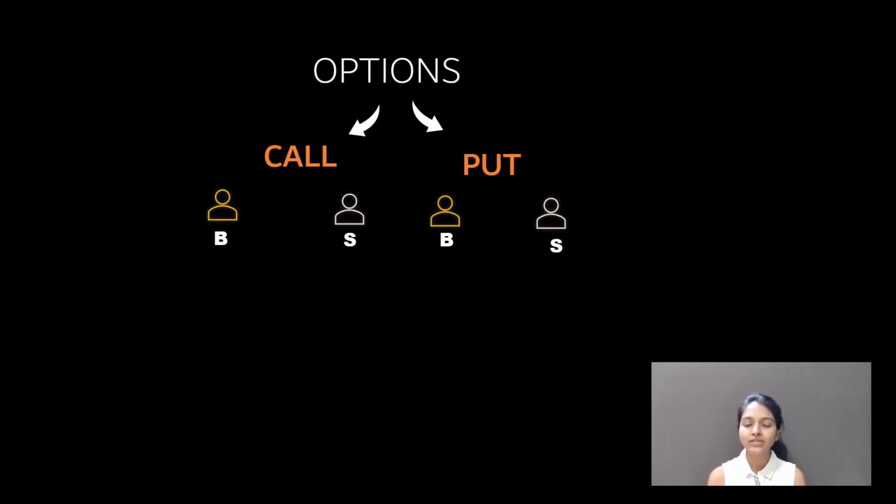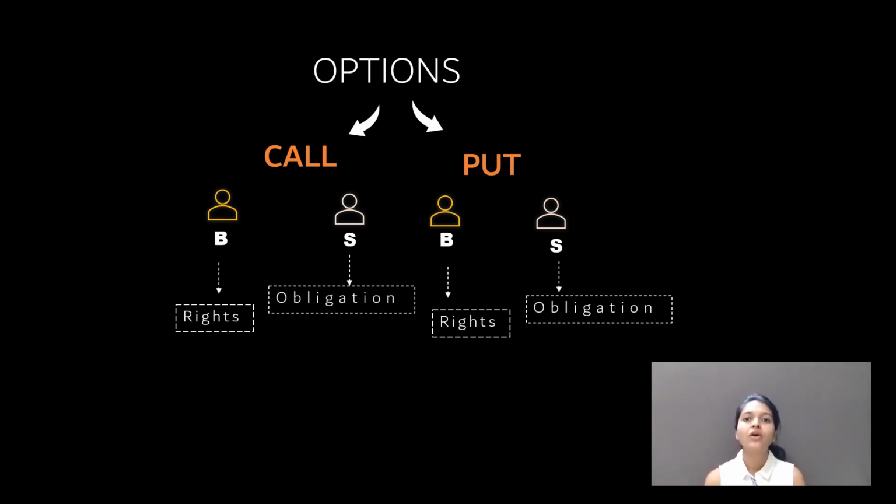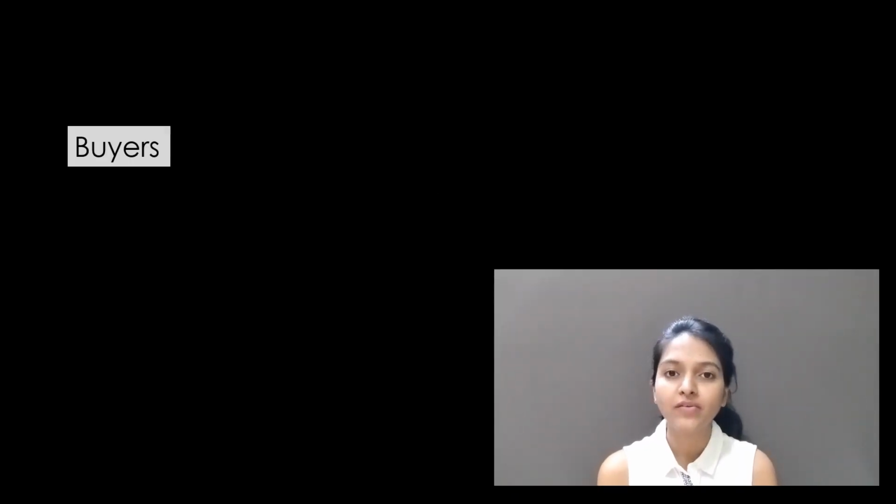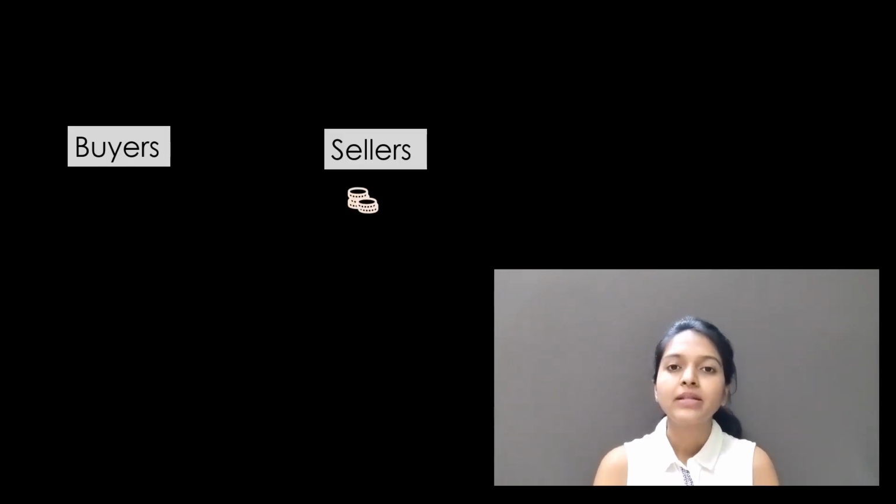The buyer of the options has rights to buy or sell an underlying asset, whereas sellers have obligations, or we can say compulsion, to buy or sell. Option buyers enter into a contract by paying some price which is received by the option sellers. This price paid is known as the option premium.